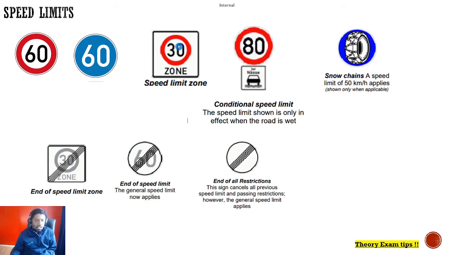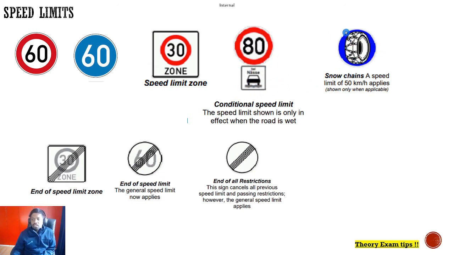Again, it tells you of a special zone which has a speed limit of 30 kilometers per hour. Again, this is a conditional speed limit. Look at this. It tells you that you're not allowed to travel more than 80 kilometers per hour provided it's a wet road. That's the condition.